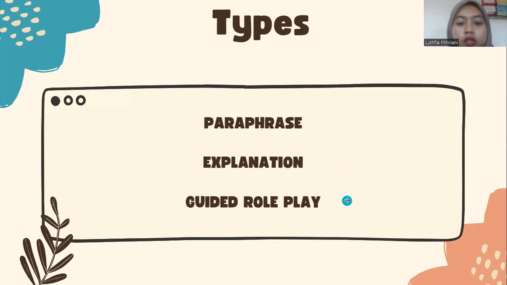The third is guided role play. Guided role play can be done by the teacher giving a situation to the student and asking the student to give a response according to the situation.